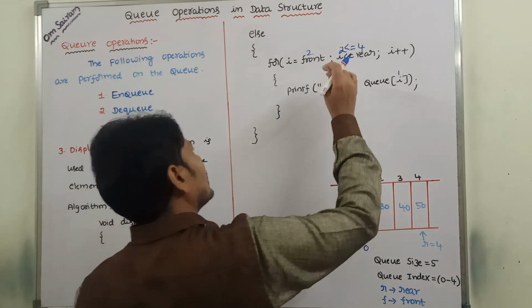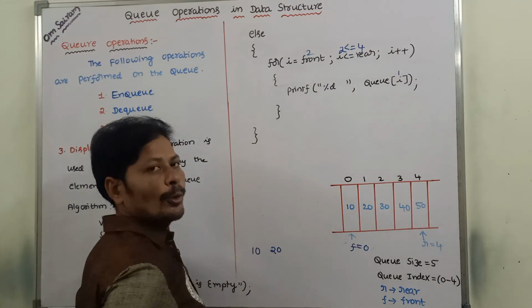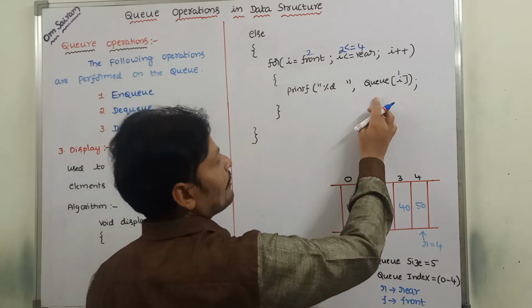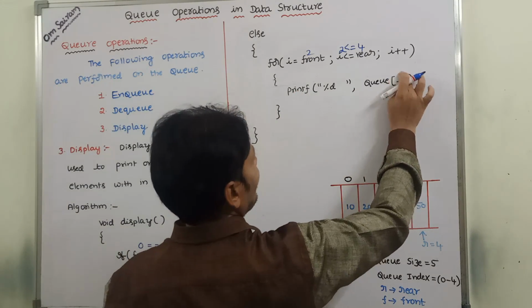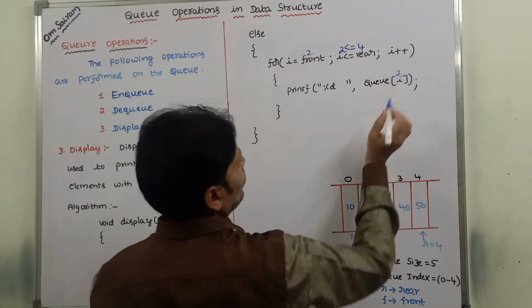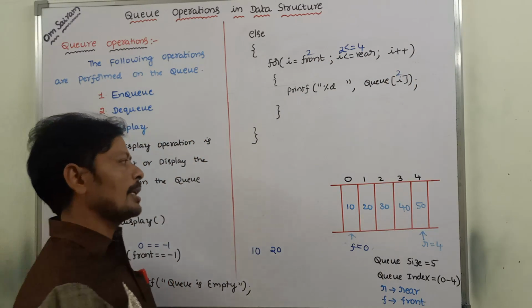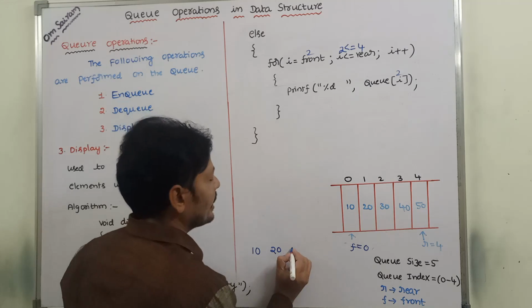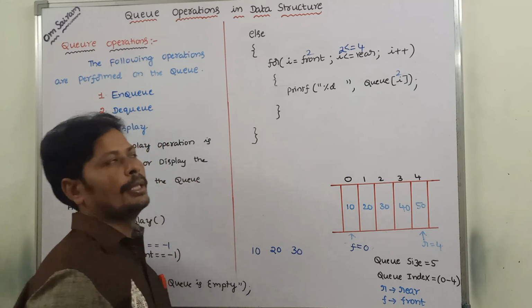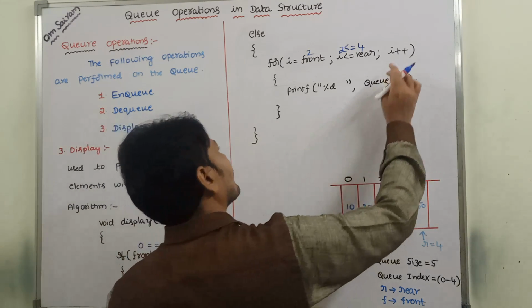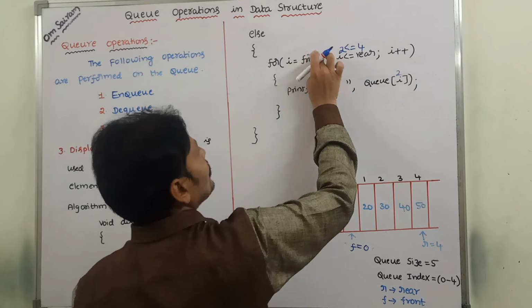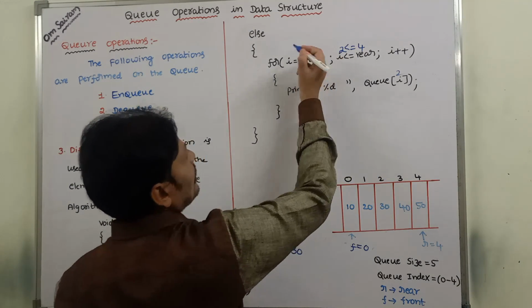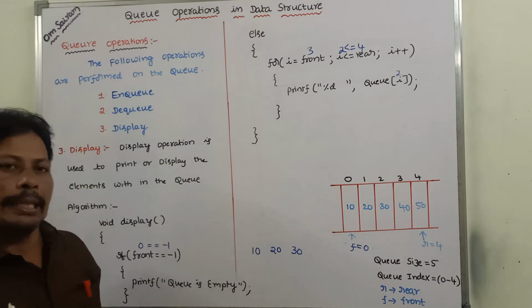Condition true. Then control goes to the body of the for loop and executes the statement within the body of the for loop. Printf percentage d, q of I. Now I value is 2. Now q of 2. Q of 2 contains element 30. 30 is printed. Again control goes to the for loop. Now I value is incremented. Previously I value 2. Now it is incremented by 1. Now I value is 3.